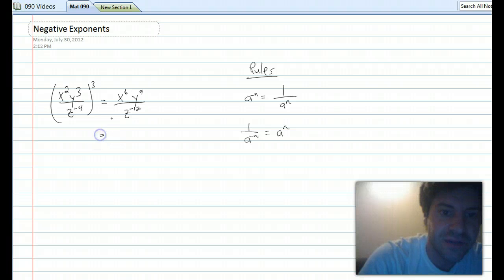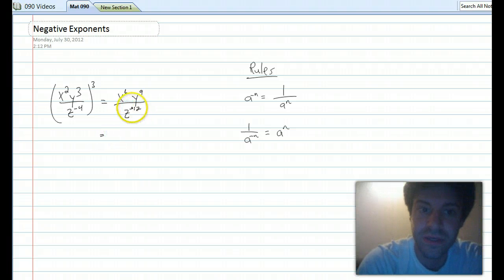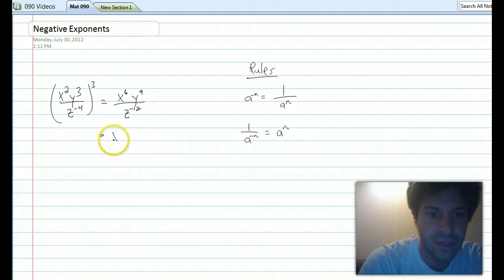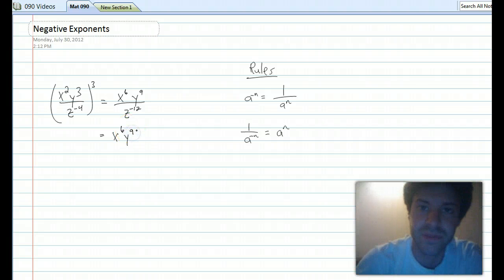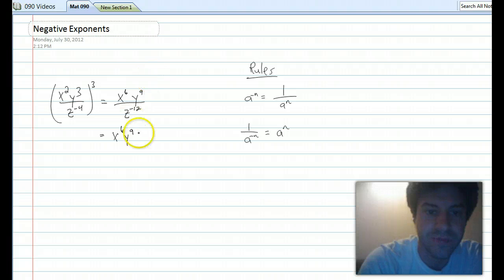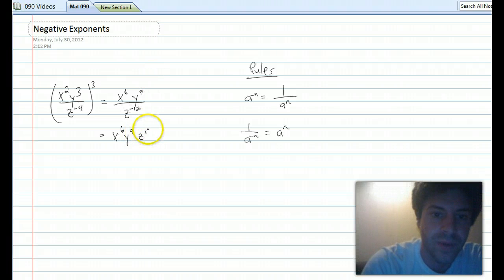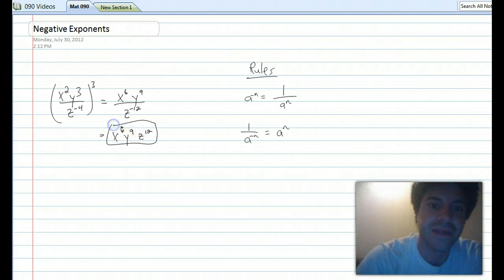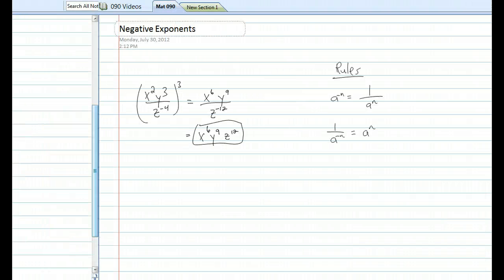Now, in this video we said if we have a negative exponent, we can move it from the denominator to the numerator and make the power positive. So we're going to end up with x to the sixth, y to the ninth. We keep those exactly the same in the numerator. We're moving this z term up to the numerator, and we're making the power positive. And that's as simple as you can get it.